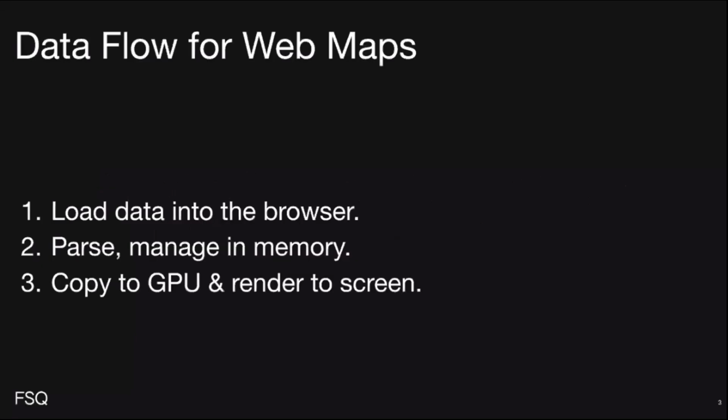So at a high level, if a user wants to render a web map, there's three overarching themes. You have to get the data into the browser somehow from some external resource. You have to handle that data in memory. And then eventually you have to render that data onto a map somehow.